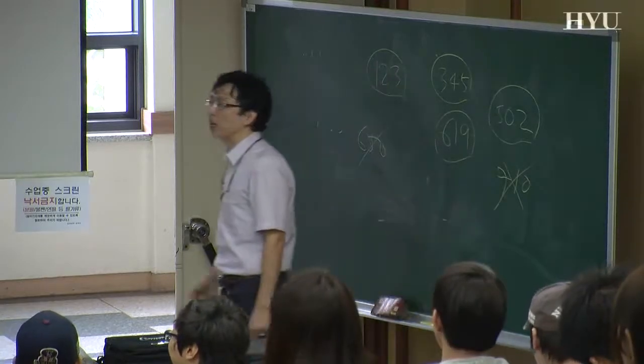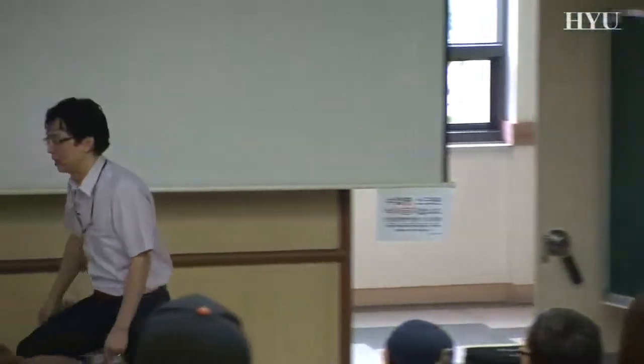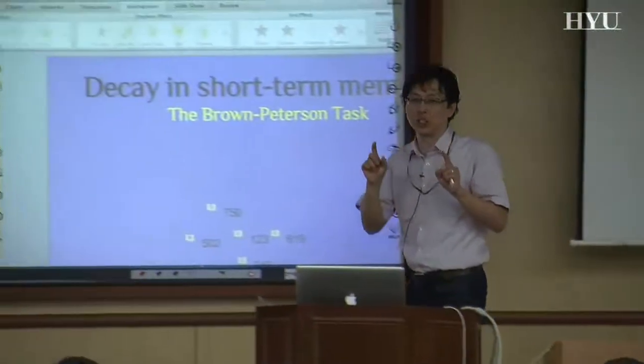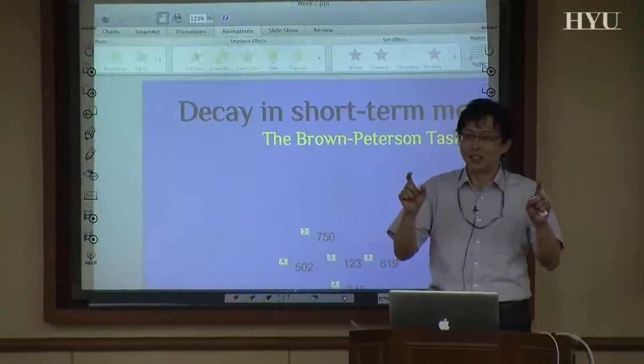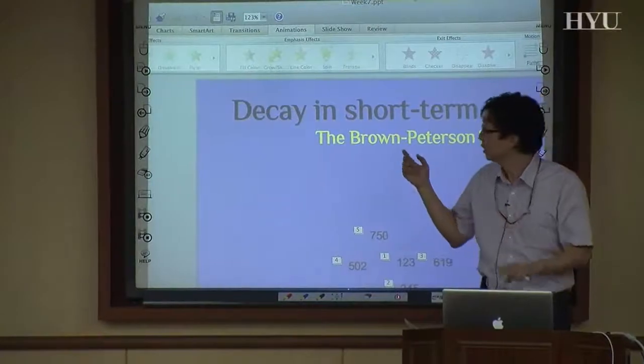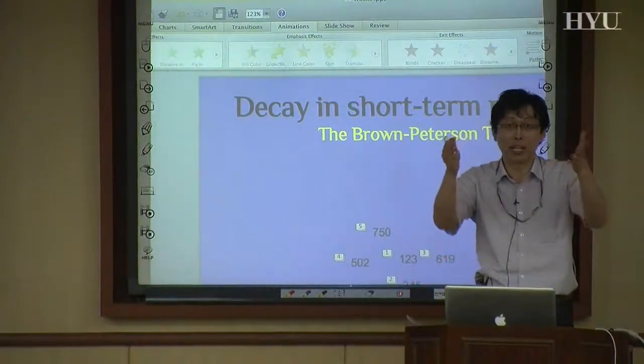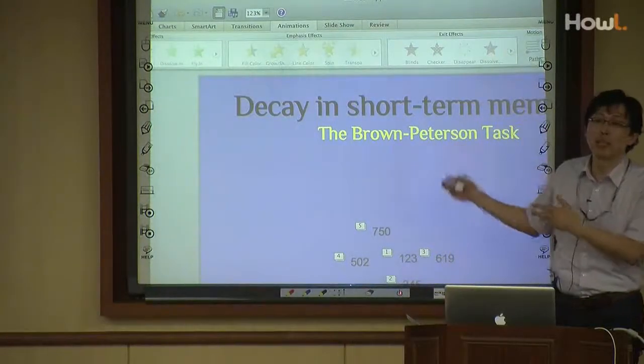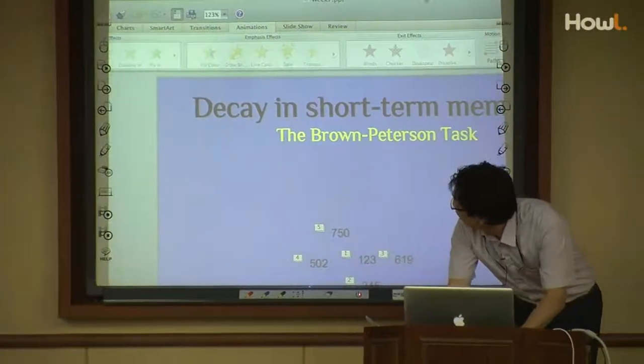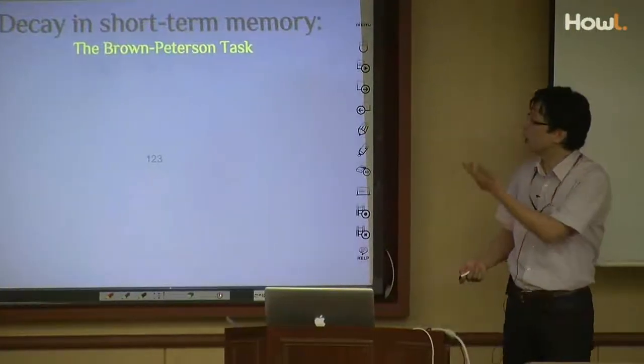Okay, that's the Brown and Peterson experiment. We intentionally prevent you from rehearsing it. If I show the same number without any interruption, if you can rehearse, you can remember these 5 numbers. So everyone can remember it.